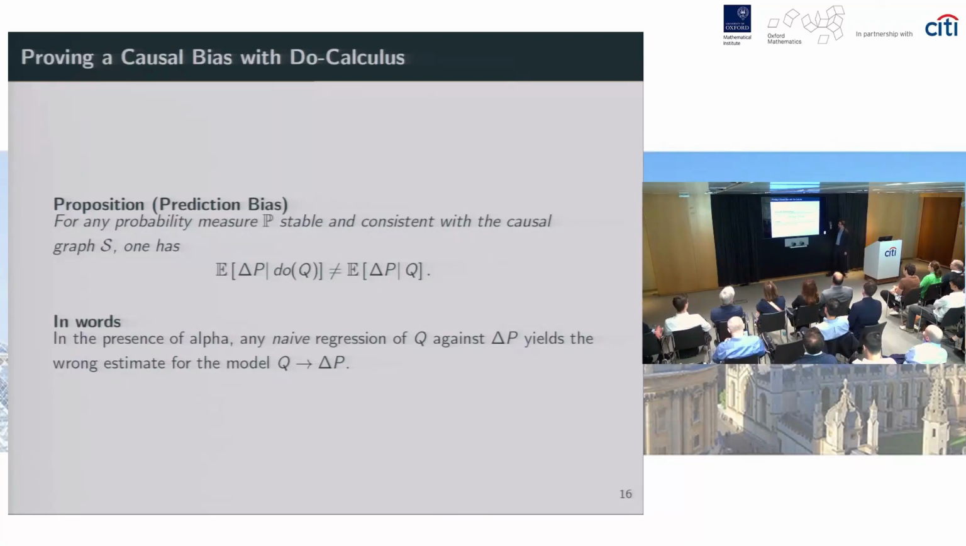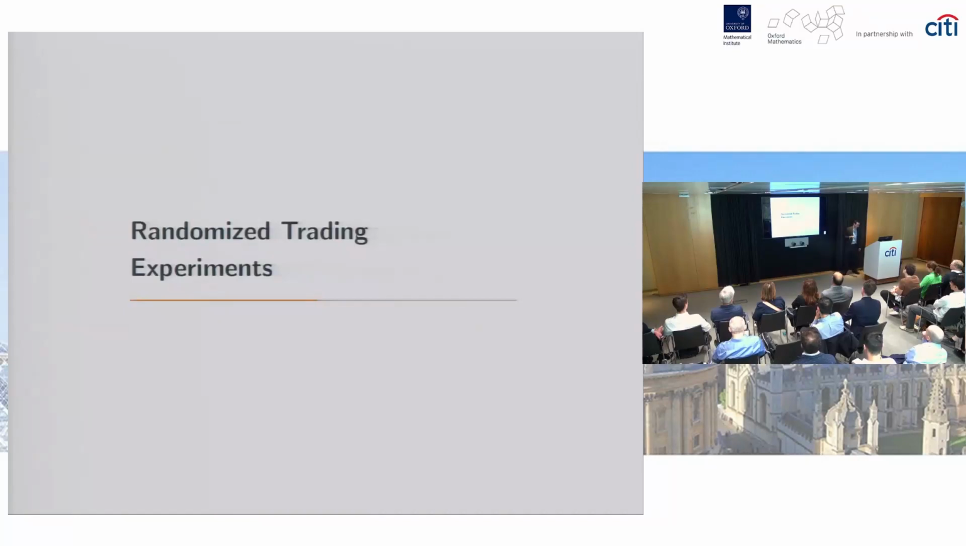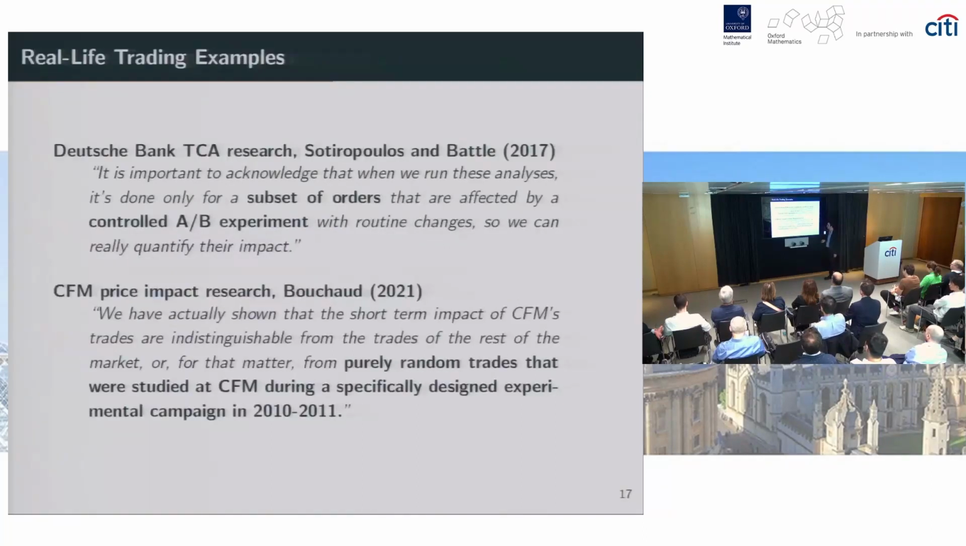So again, I appreciate that if you haven't seen do calculus, this looks like mumbo jumbo, but the word statement is important. There's no amount of fancy neural networks that's going to fix your data issue. And in that sense, Amgren is completely right. Without additional information, you cannot disentangle alpha from impact. You need something. So that something is randomized trading experiments. Well, that is one of the things that you can use. There are other things, but that's the one I'm going to investigate.